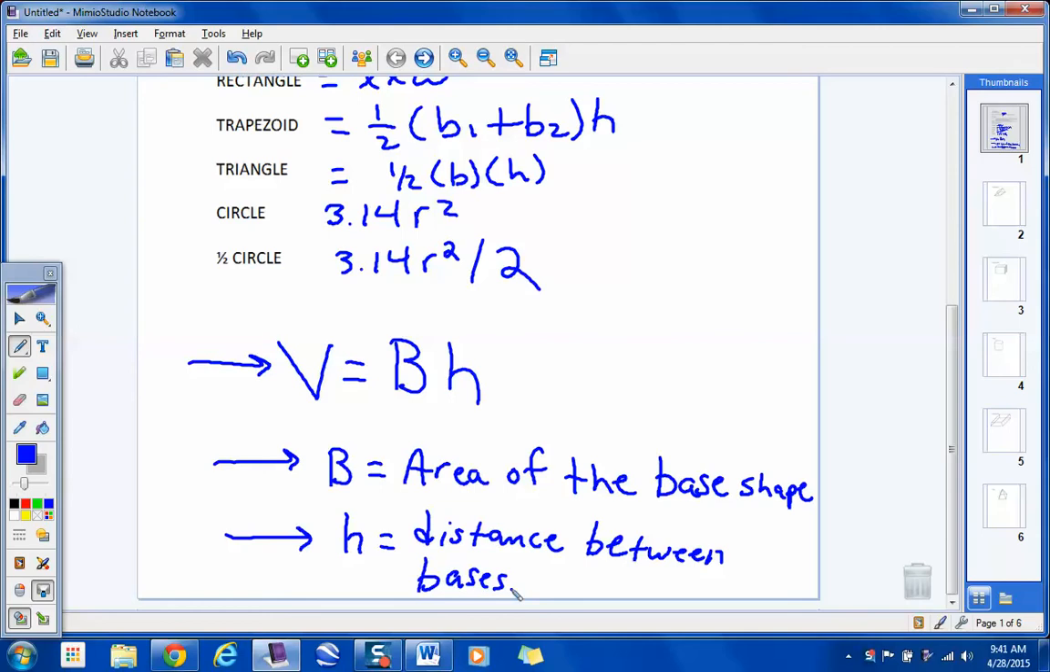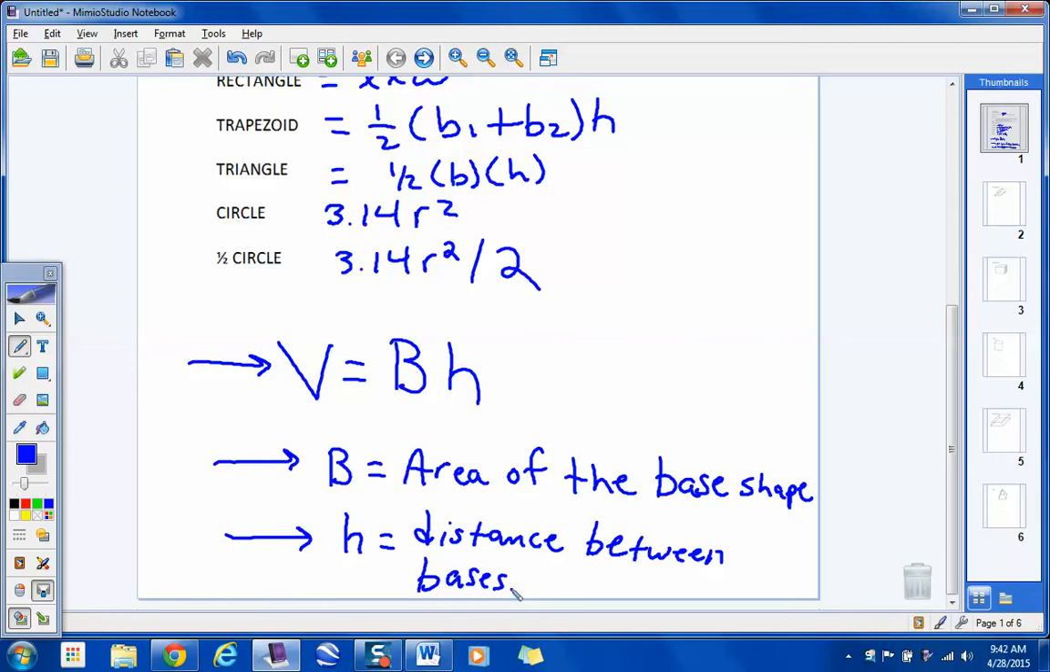So understand this. We typically think of height as being vertical, but in our situation today, the way things are laid out, that height can be either vertical, like this, or if I lay it down like this, then the height, the distance between the bases, runs front to back, doesn't it? Okay. So understand that H means the distance between the bases. In our case, with a triangular prism, it's the distance from the front triangle to the back triangle.